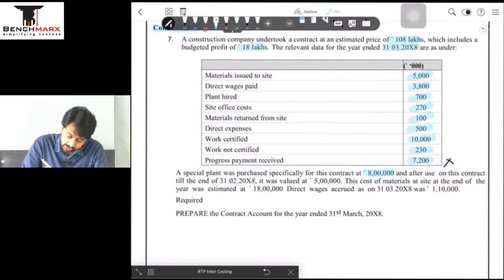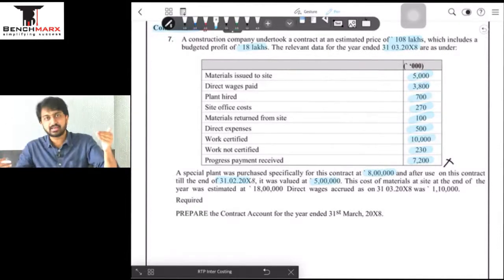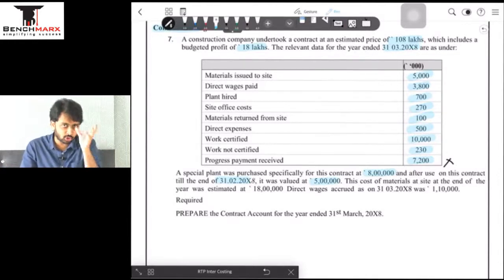And after use on this contract for 31st Feb so and so, it was valued at 5 lakhs. So can I say 8 lakh का cost था, contract पे use करने के बाद the value became 5 lakhs. The difference in the value is because of its use on the contract. It is more like depreciation. So 8 lakh minus 5 lakh, 3 lakh will be debited in the contract account towards this specific plant's depreciation. Opening cost or cost minus closing value, or what we can write is 8 lakh debit side and 5 lakh credit side as stock of machine, but generally we should prefer writing depreciation, not cost and closing stock, closing balance.